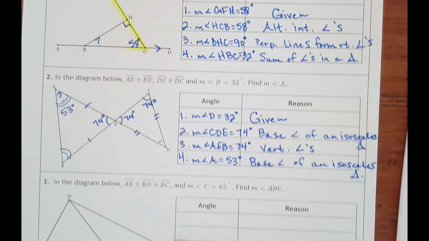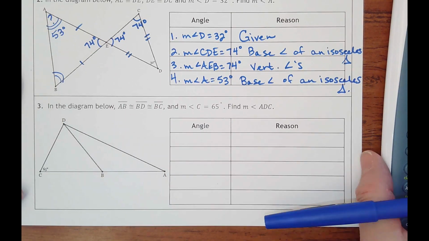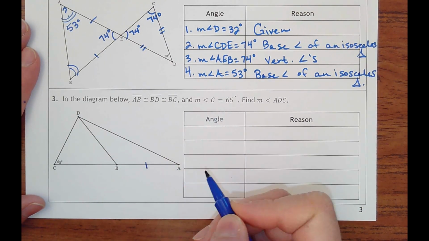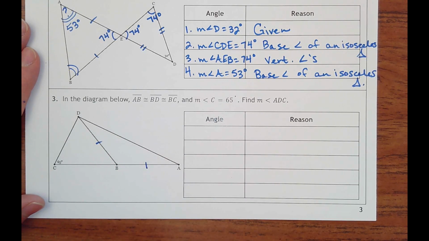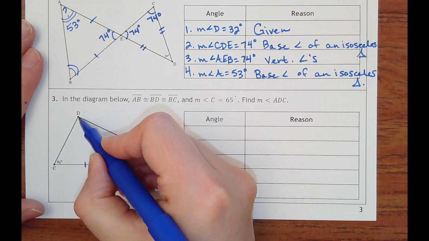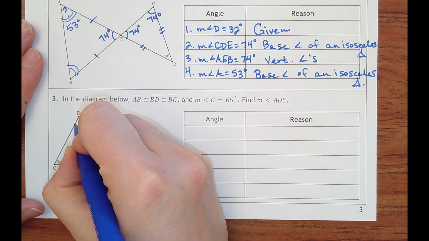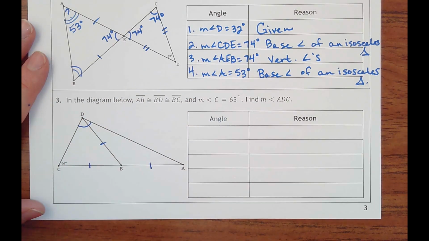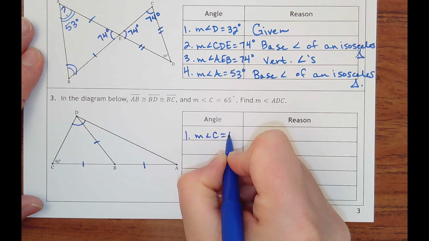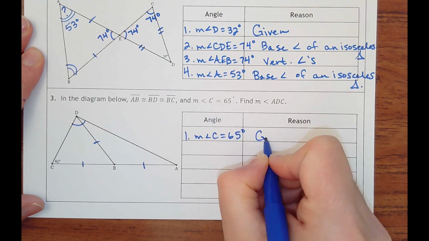All right, and then last one. In the diagram below, segment AB is congruent to BD, is congruent to BC. Interesting. And the measure of angle C is 65. Find the measure of angle ADC. So that would be this whole thing here. All right, the only thing they give us is the measure of angle C being 65. That's our given.